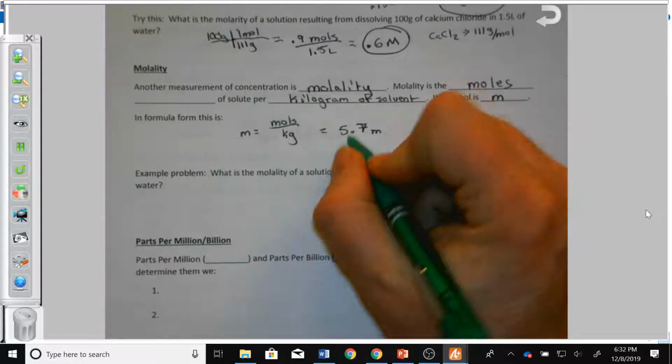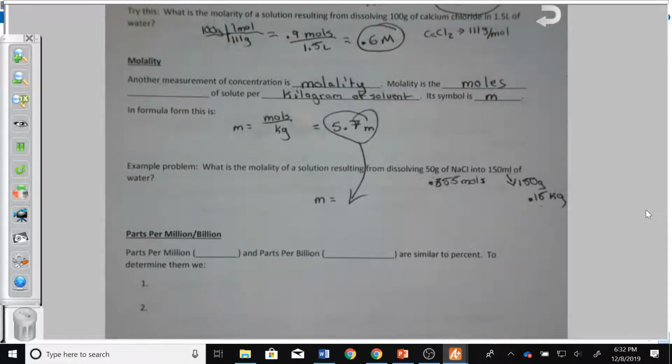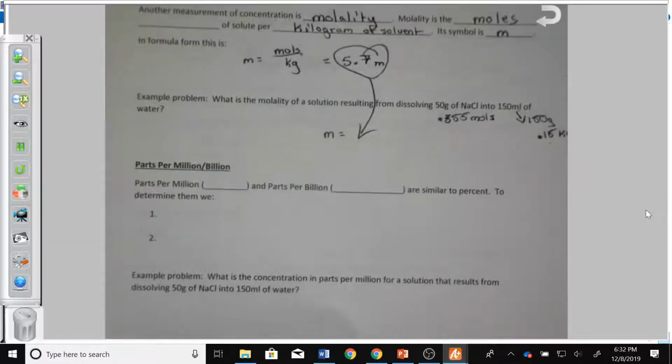Oh, sorry, this answer should be down here. 5.7 molar. And the next way we can determine concentration.